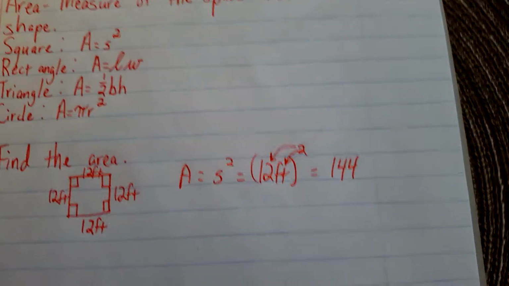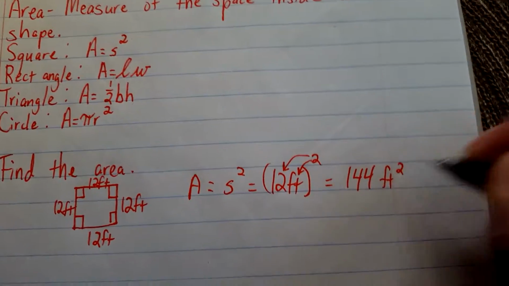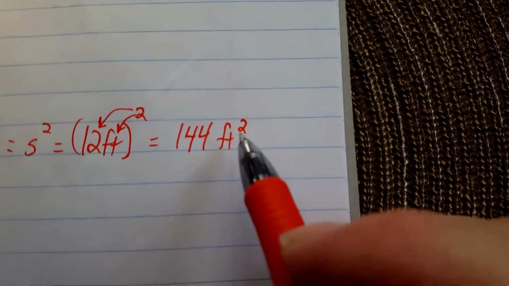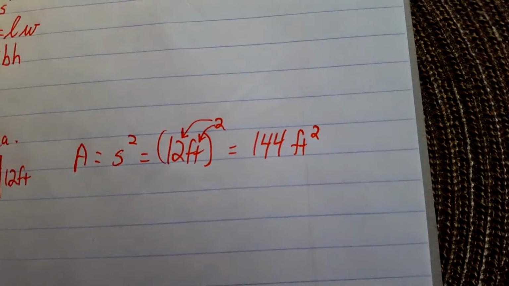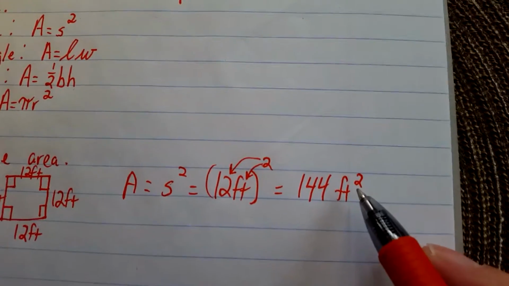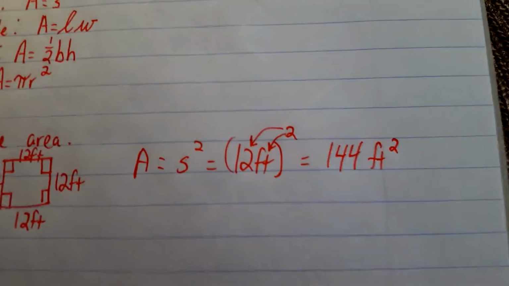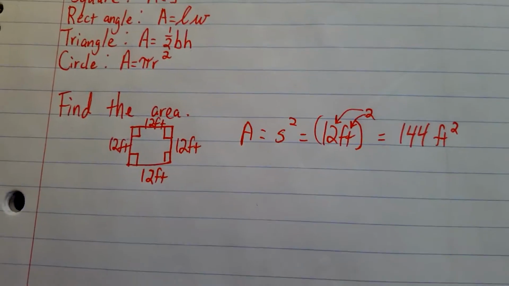Yeah, 12 squared is 144, great. But area is always going to be in these units right here of feet squared or inches squared, yards squared, miles squared, whatever you're working in with units, your area will always have something squared. Even if it's written out as squared or SQ, it's the same thing. Okay, so there's an example for a square.